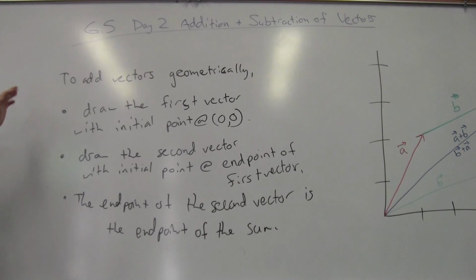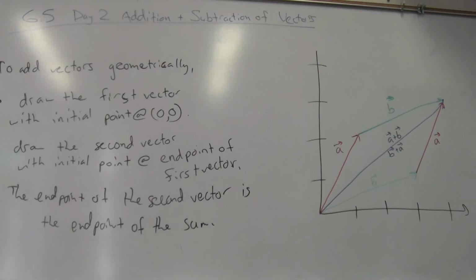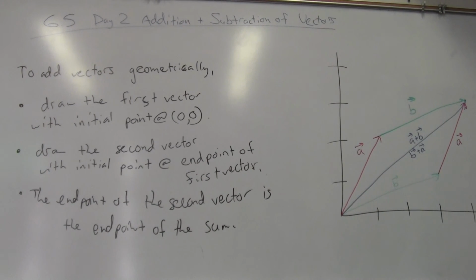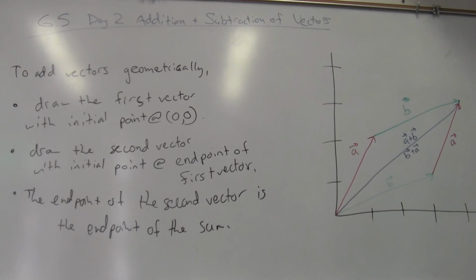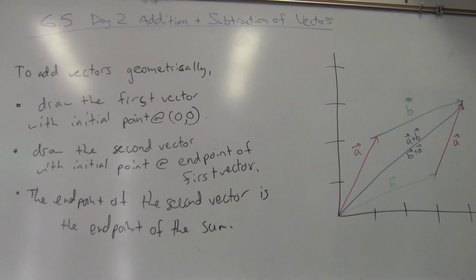So again, to get where we're going, you draw the first vector. In this case, we can draw A or B. And then you put the second vector that you're adding to it so that its initial point is at the tail or endpoint of the first vector. And then your destination, the endpoint after that, is the endpoint of the vector sum. And the next video will be about vector subtraction.